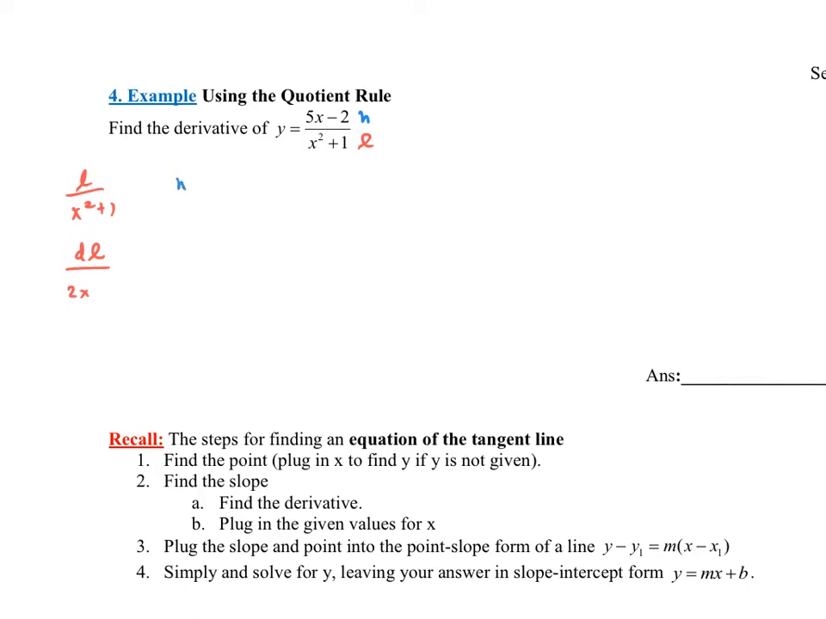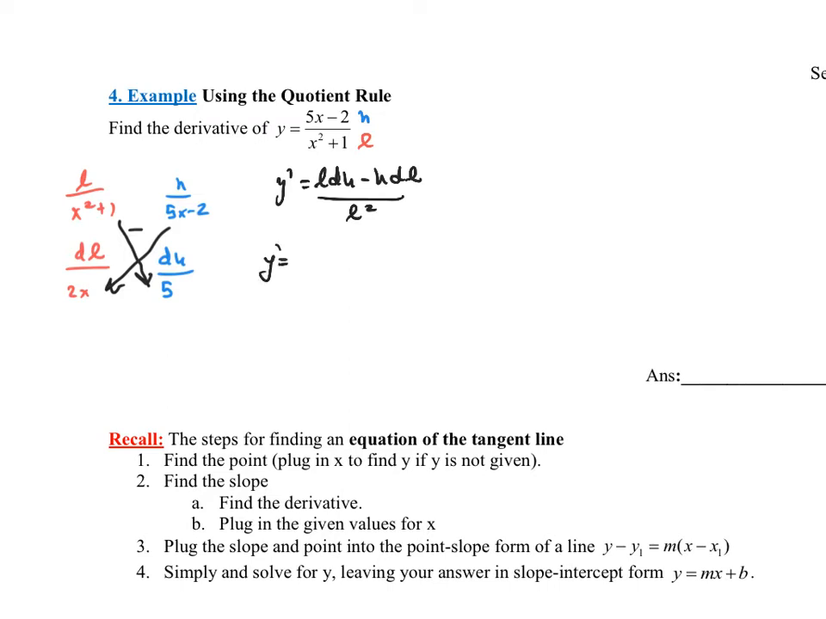The high function in this case was 5x minus 2. What's the derivative of the high function? Well, the derivative of 5x is 5 times 1, which is just 5, and the derivative of minus 2 is 0, so it's just a 5. So what are we going to do here? We're going to do low d high minus high d low over what's below squared. Again, y prime is going to be low d high minus high d low over what's below squared.